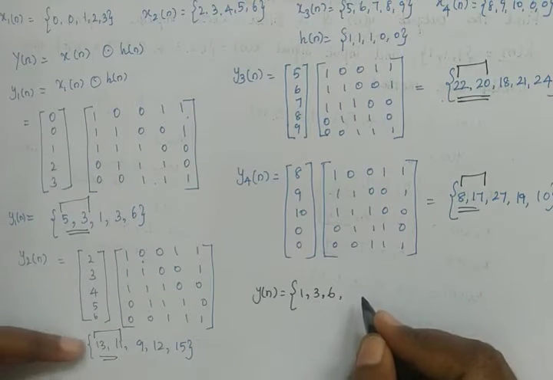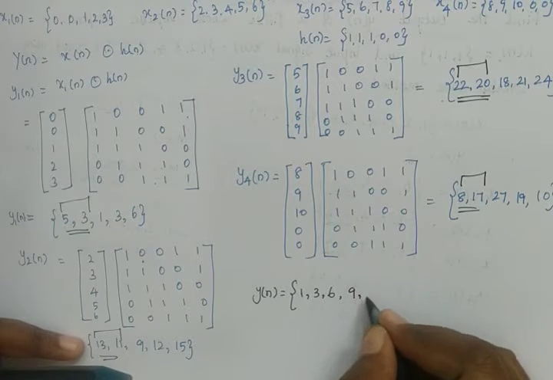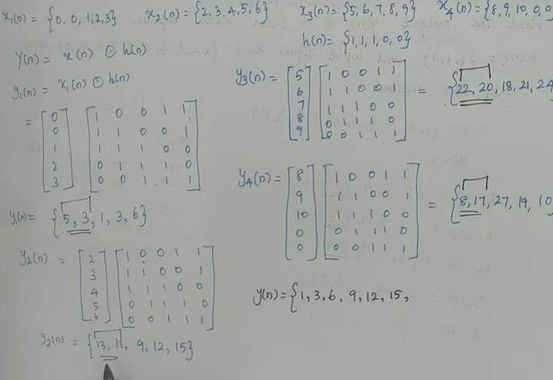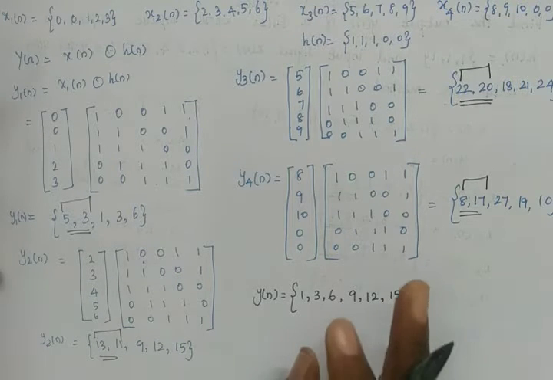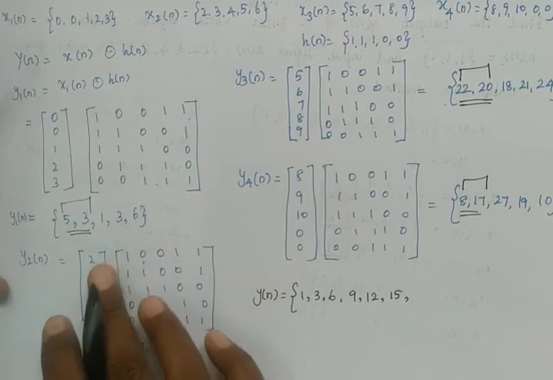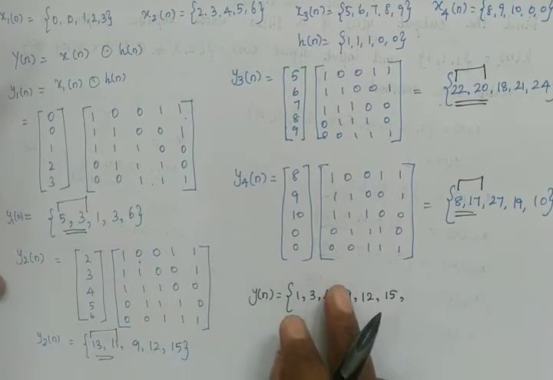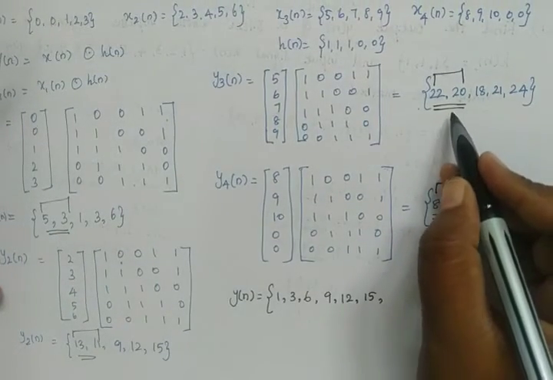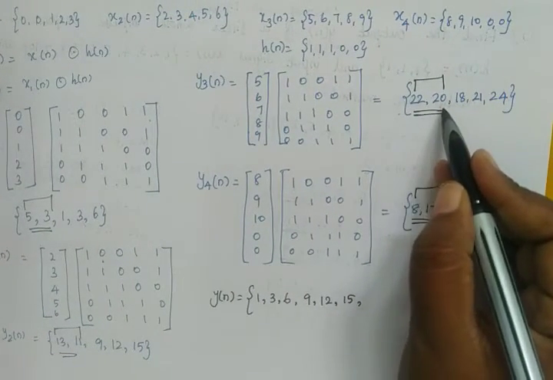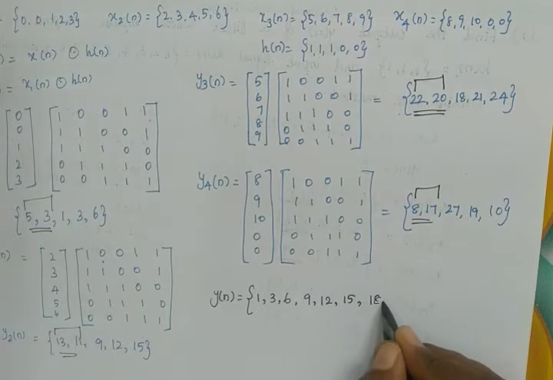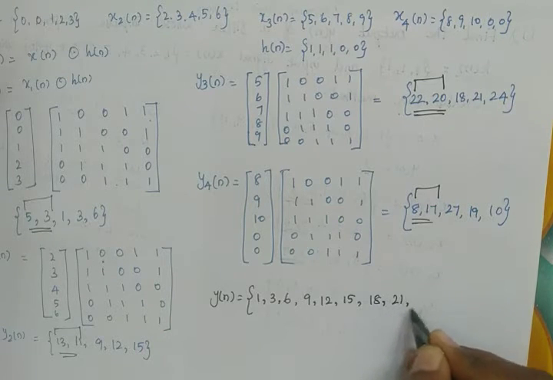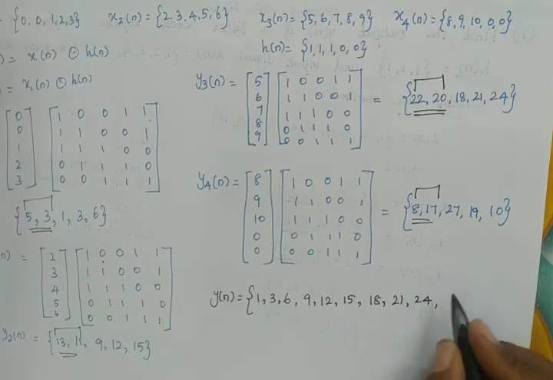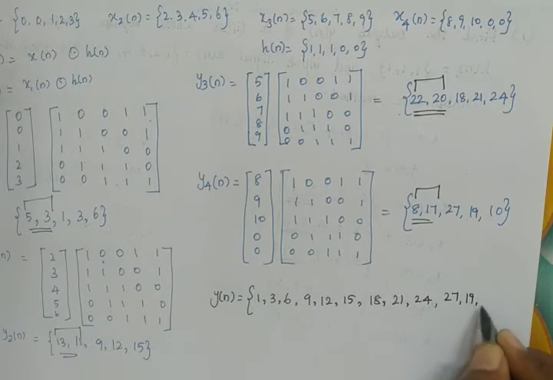Then what is y of 2? Here we have 9, 12, 15. Because we have to discard these two, since we have added zeros in the beginning. If we had only one 0, then we would have to discard only one number in the beginning. Since we have added two numbers in the beginning, we have to discard these two numbers. Then the y of 3 is, here we have to discard this 22 and 20. Then the next number is 18, 21, 24. What is y of 4? We have to discard 8 and 17. So the numbers are 27, 19, 10.